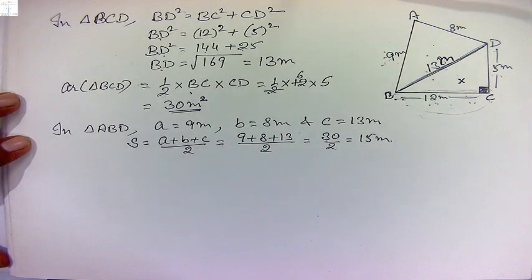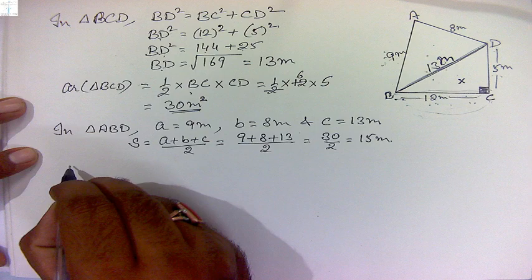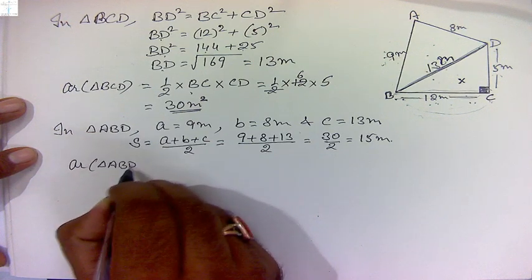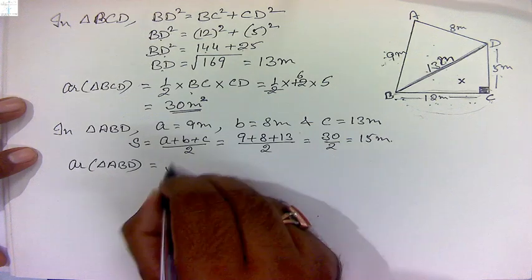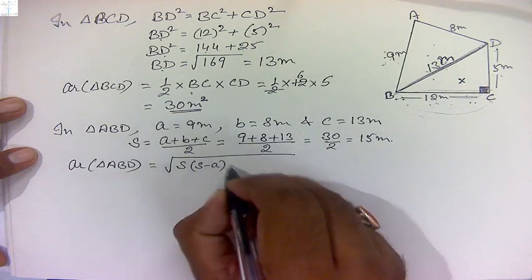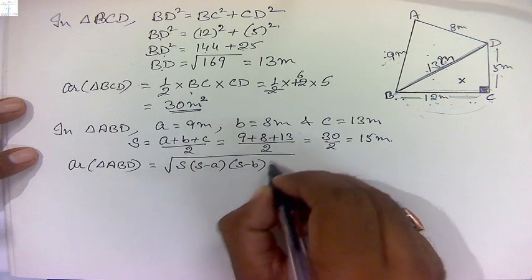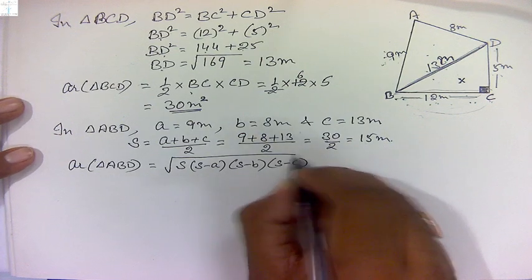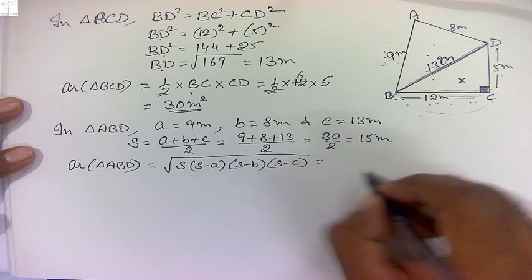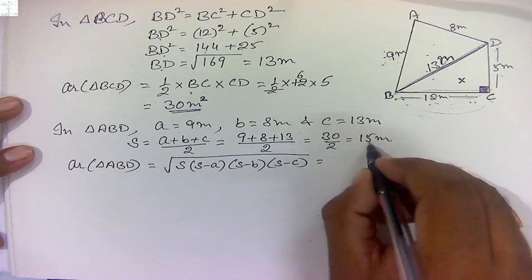So this is s. Now the area of triangle ABD is given by the square root of s multiplied by s minus a, multiplied by s minus b, and multiplied by s minus c. So here, what is s? s is 15.